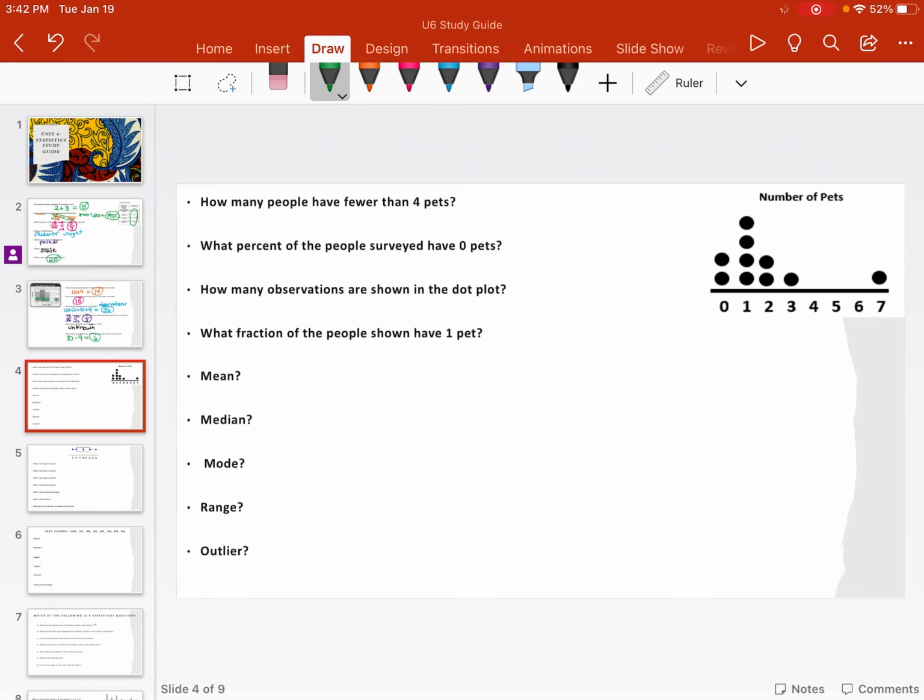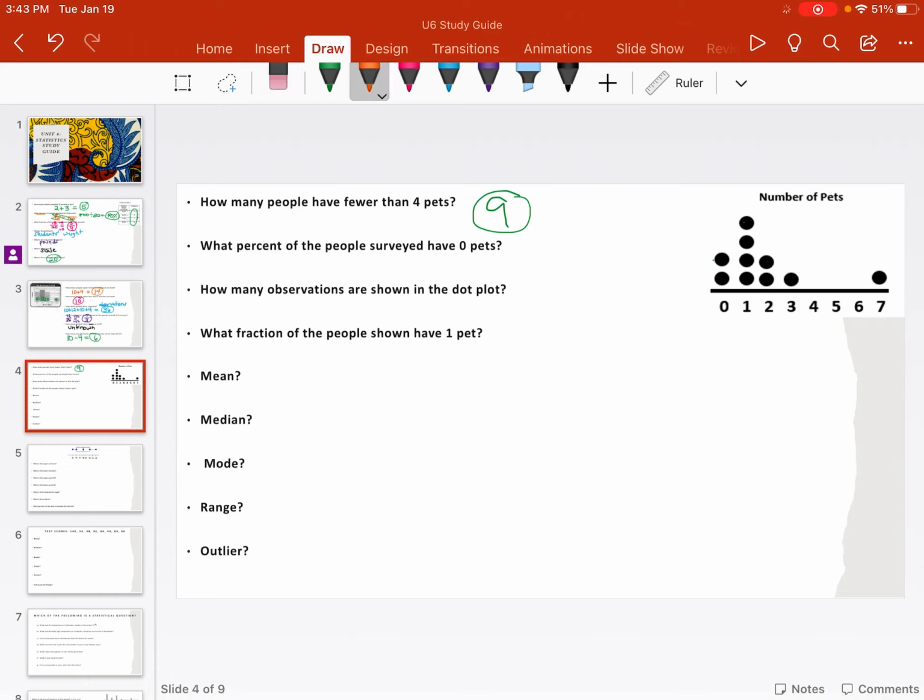All right, slide 4, we have our dot plot. So how many people have fewer than 4 pets? Here's 4 pets. Fewer is over here. So 1, 2, 3, 4, 5, 6, 7, 8, 9. Remember, each of those dots counts as a person or a piece of data. So 9 dots that were less than 4.